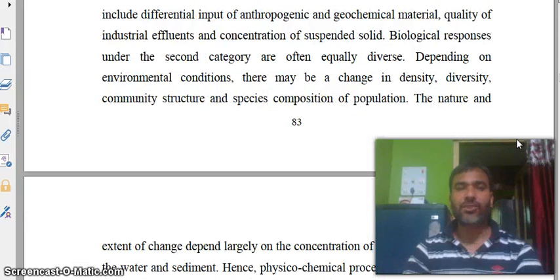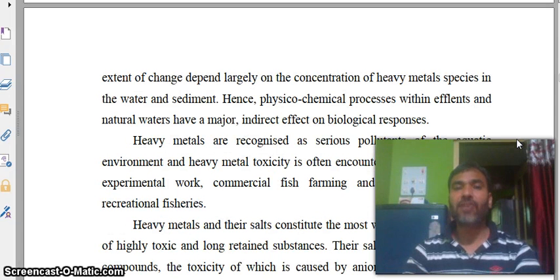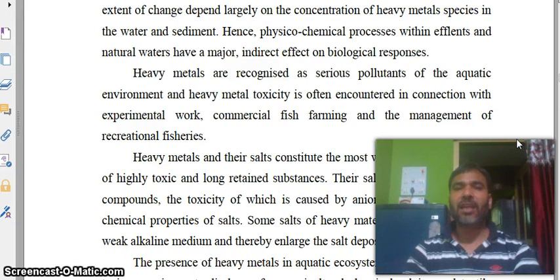Depending on the environmental conditions, there may be a change in density, diversity, community structure and species composition of populations. The nature and extent of change depends largely on the concentration of heavy metal species in the water and sediments. Physico-chemical processes within effluents and natural waters have a major indirect effect on biological response. Heavy metals are recognized as serious pollutants of the aquatic environment, and heavy metal toxicity is often encountered in connection with experimental work, commercial fish farming and management of recreational fisheries.